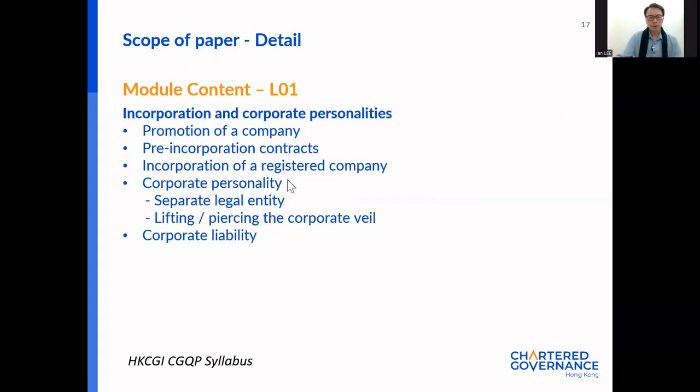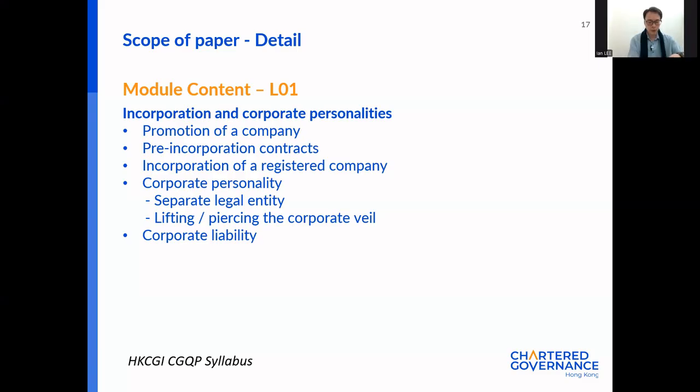Okay, so now we can look at incorporation and corporate personalities. So here you can see there are some more detailed topics underneath: promotion of a company, pre-incorporation contract, incorporation. So you can see all these topics are relevant to the very beginning when you first start off with your company. So let's first look at promotion of a company.